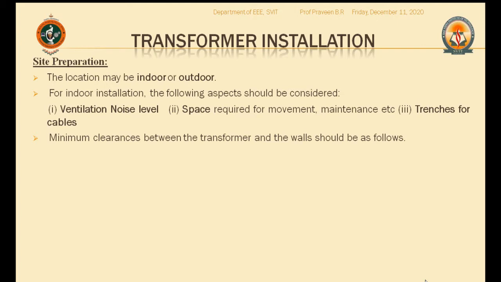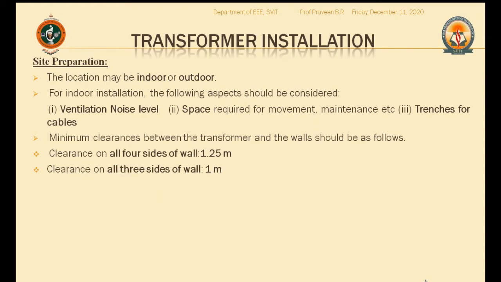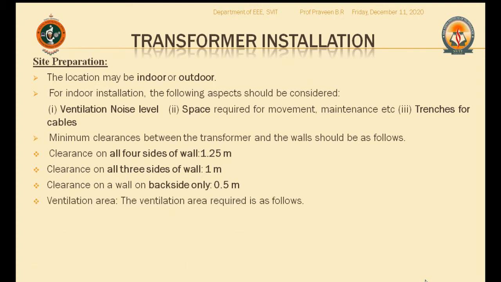Minimum clearance should be there between the transformer and the walls which surround the transformer tank. What should be the clearance level? If it is connected on all 4 sides of a wall, from each side it should be 1.25 meters. If it is a 3-sided wall, it should be 1 meter. If it is on a backside wall, it should be 0.5 meter. And the ventilation area should be 2 square meters per 1000 kVA, and for an inlet, it should be 1 square meter per 1000 kVA.